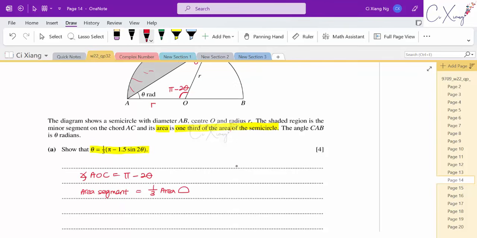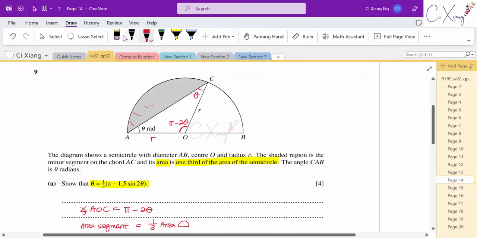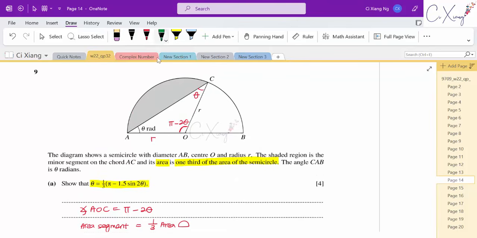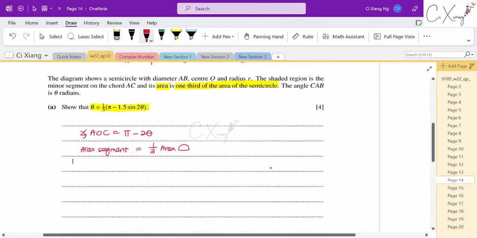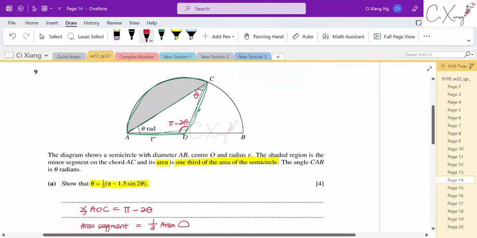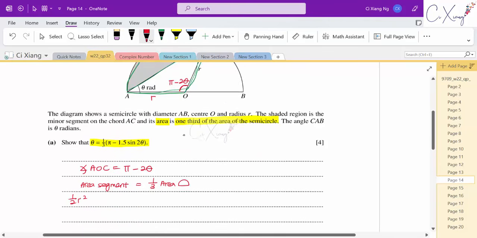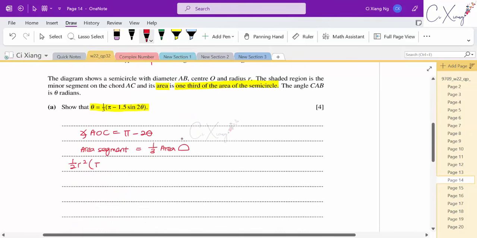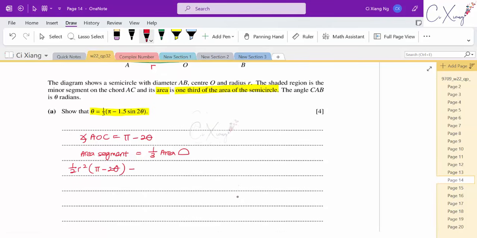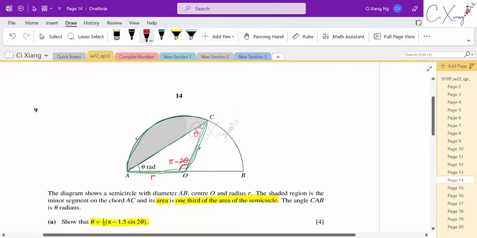So first of all, let us form the equation for the area of the segment. To get the area of the segment, we take the sector area minus the triangle area. Okay, so what is the sector area? The sector area will be half r squared theta. In this diagram, our theta is actually pi minus 2 theta. So I put in pi minus 2 theta, then minus the triangle so that I can get a segment, right?